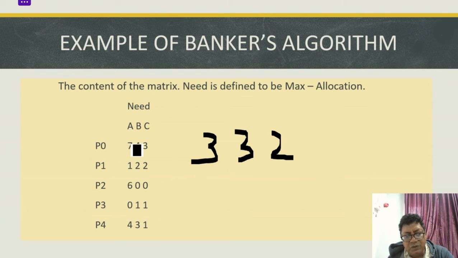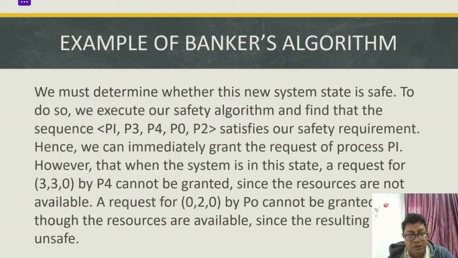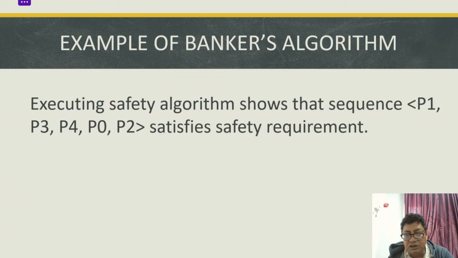Then it cannot be satisfied P0. Then we check for the P1. Yes, P1's requirement or need is 122. So P1 can easily be satisfied by 332. So we first consider the P1. Okay. So P1 will be allocated. So our first sequence becomes P1. Here we write down the safe sequence. The P1 is the first one.